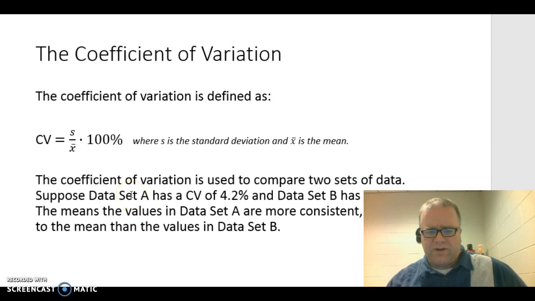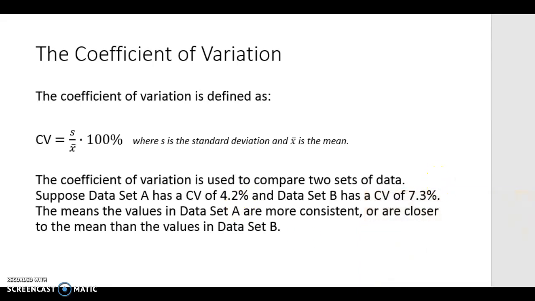Even if they have a much different sample size and they have a much different average, we can still compare those two sets. So suppose we have two sets, one with a 4.2% coefficient of variation and one with a 7.3% coefficient of variation. What we can do is we can say that set A is more consistent. There's less variation among the actual values, whereas set B is less consistent. There's more variation in those values. The values tend to drift farther away from that average.